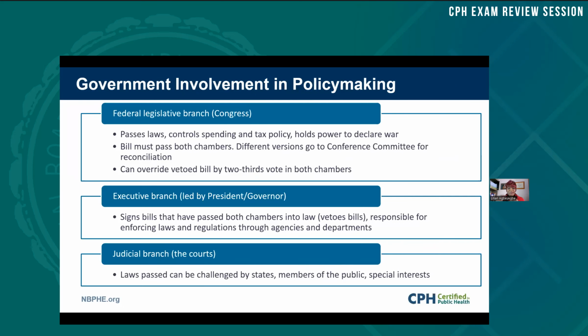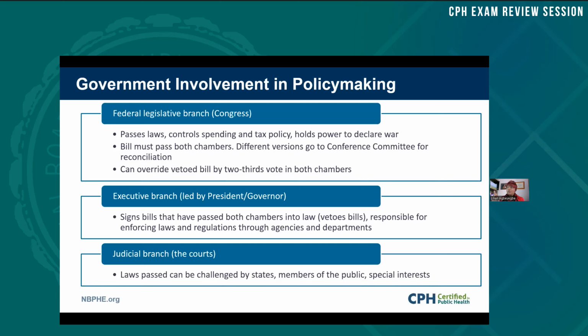Our government, we probably know, has three arms, and all of them are involved in laws and policies. The federal legislative branch, which is Congress, passes the laws and controls the spending, and a bill must pass both chambers, both at the federal and the state level. So even at the state level, a bill must pass both chambers.